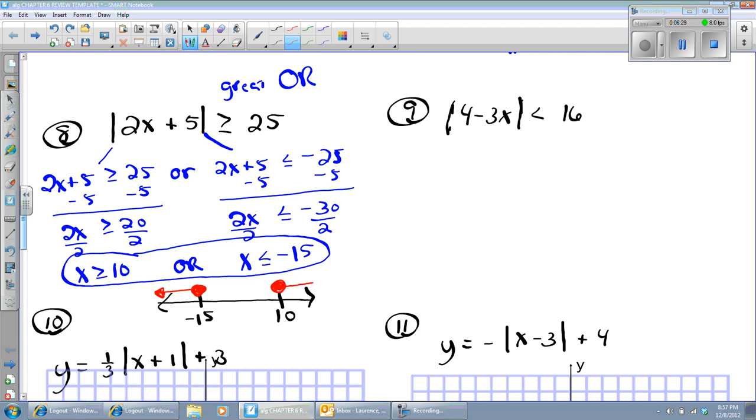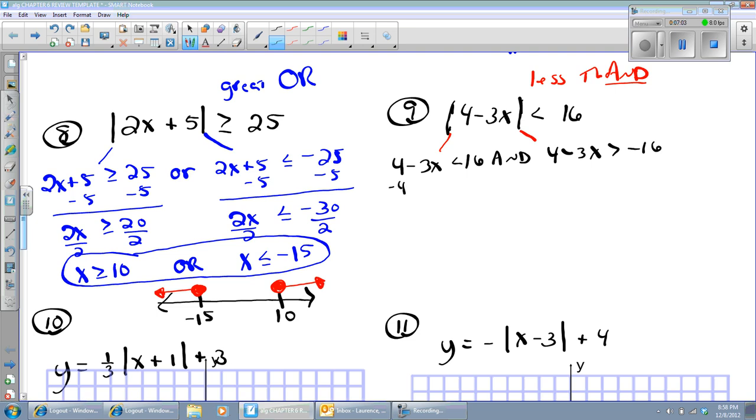And numbers greater than or equal to 10 are this way. And there we go. And that's usually how ORs will graph. All right. Number 9 is a less than, right? And I'll break it down into two pieces. 4 minus 3x is less than 16. And 4 minus 3x is greater than negative 16.